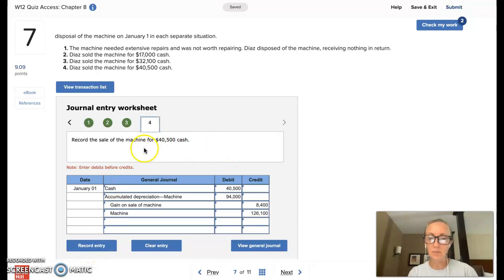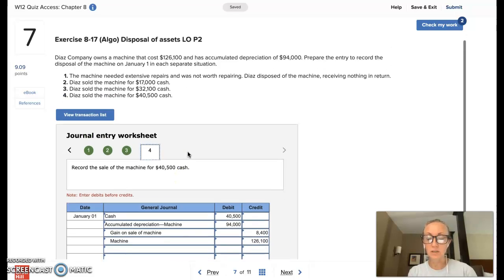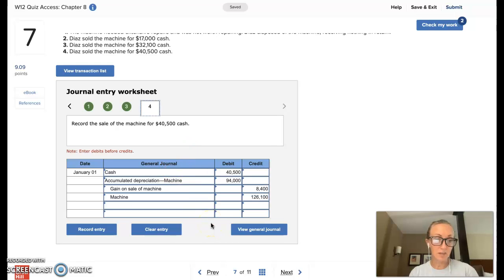We record entry on that one, and then we come to option number 4, which is selling the machine for $40,500 cash. This time we are making a profit. There is a gain on this, so we say cash $40,500, debited, accumulated depreciation of the machine $94,000. And then this time we do have a gain on the sale of the machine, which is $40,500 minus the $32,100. That brings us to $8,400 to credit to that account. And then the machine account, once again, $126,100. We record those entries.